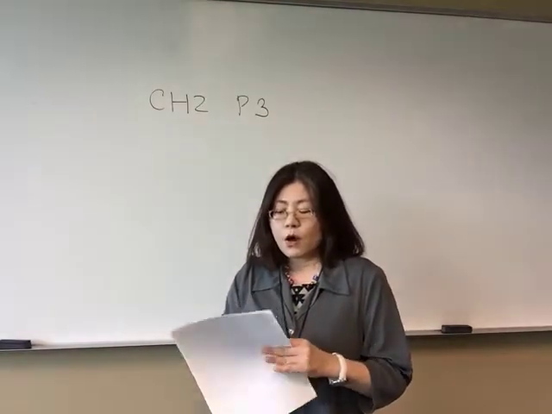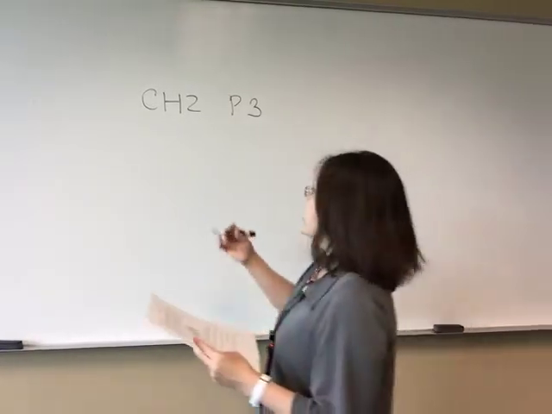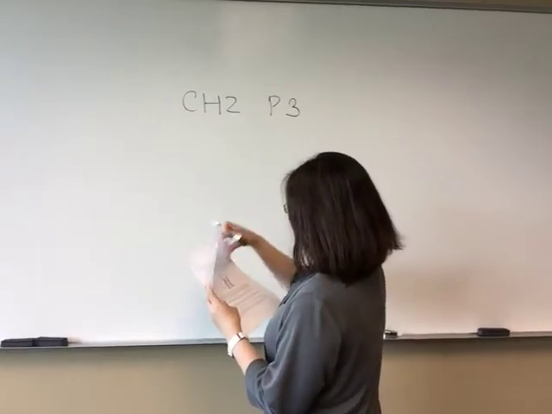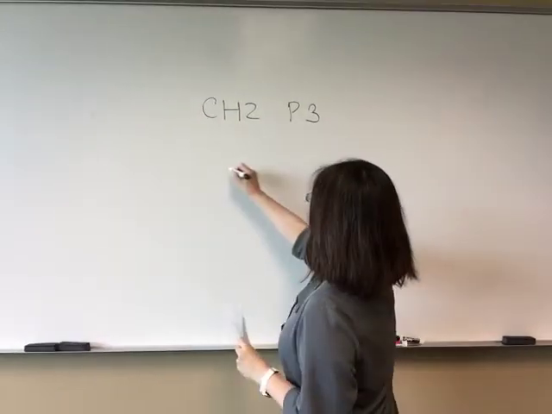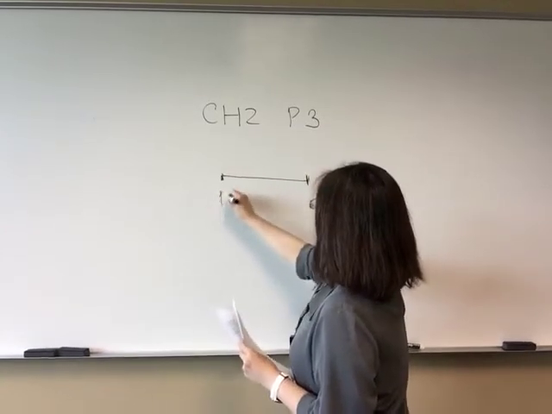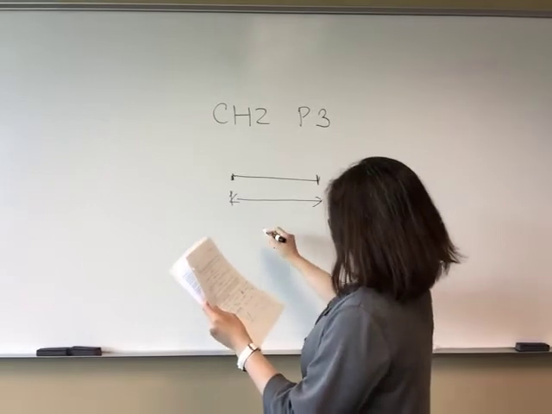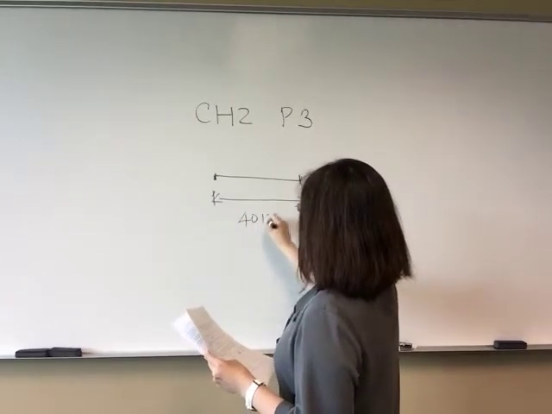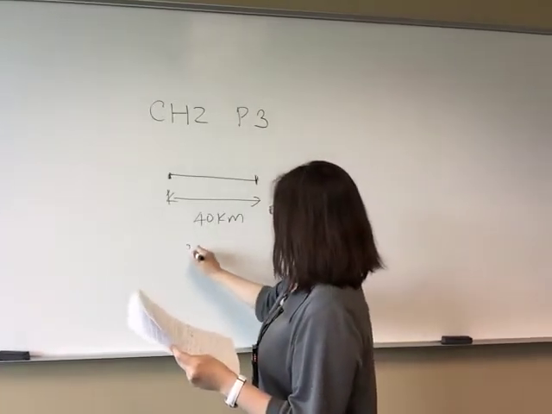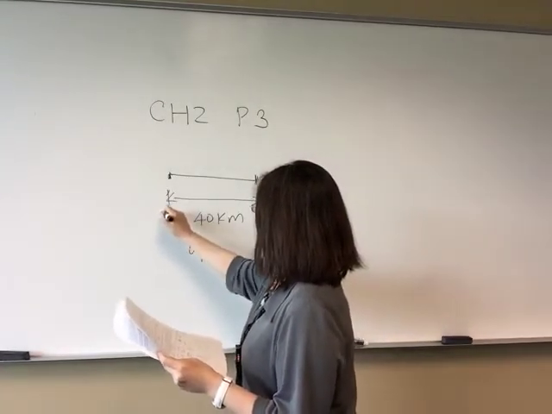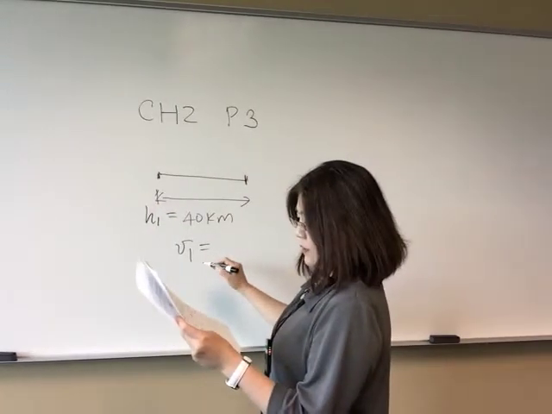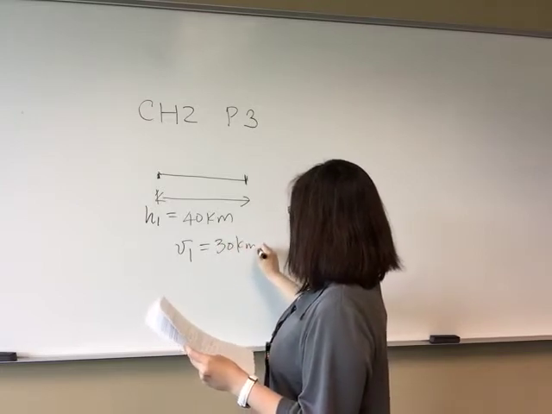Okay, so after you read the problem, you need to write down and associate the symbols with the numbers. So this is the diagram. Let's say you take this initial position, so it's moving from this point to that point, and the x is 40 kilometers, and it's moving at a velocity we call v1, and this is the distance, we call that x1. So your v1 here is 30 kilometers per hour.